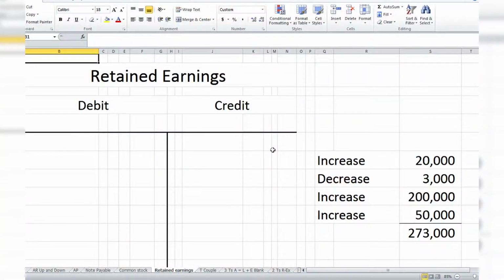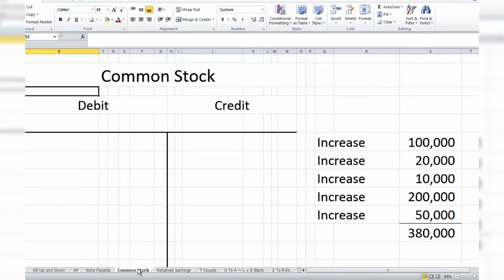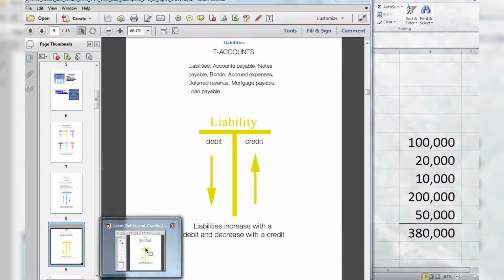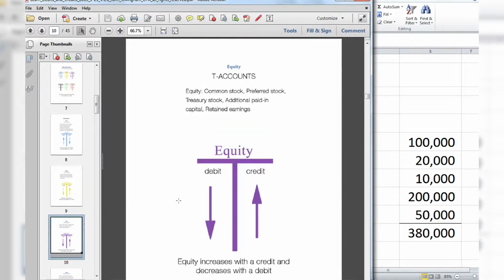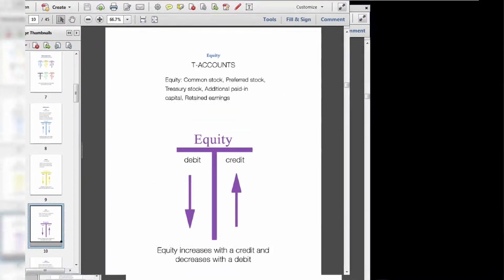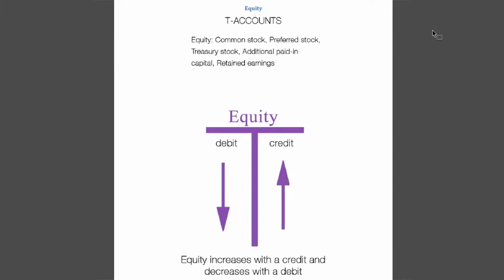Let's take a look. Here we're on retained earnings, but just one of the many equity accounts that are possible, common stock. I'm going to take a quick pause and come into our ebook here and look at equity. Equity is kind of an abstract thing. What is equity? In accounting terms, it's common stock, preferred stock, treasury stock, additional paid-in capital, and retained earnings.